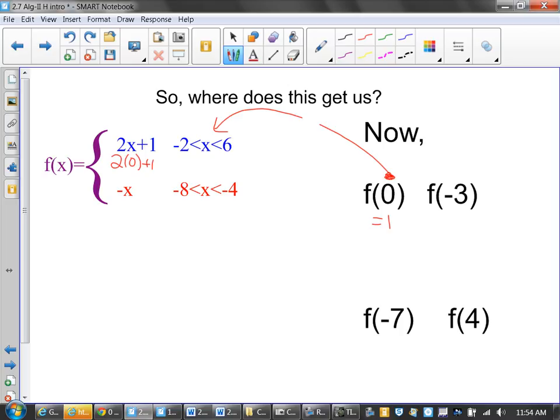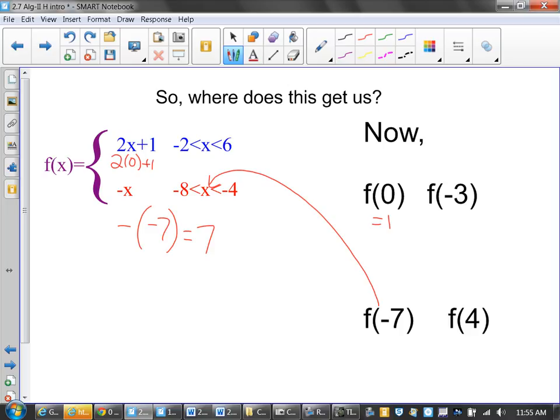What about f of -7? Which equation does it go to? F of -7 sends us into that domain. It's between -8 and -4. So I get negative of -7, which is 7. Very good. All I'm doing is that these equations are domain specific. It tells you which one to choose.